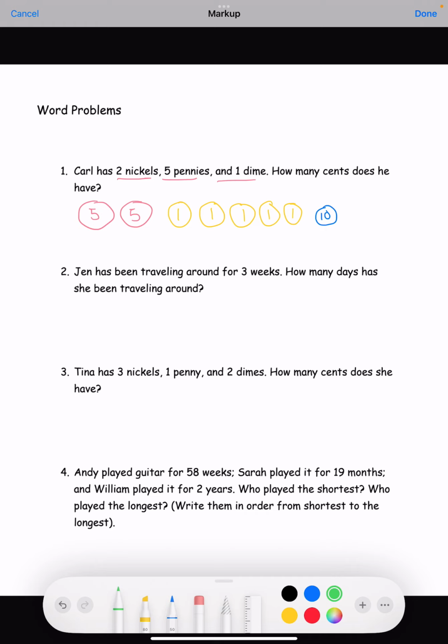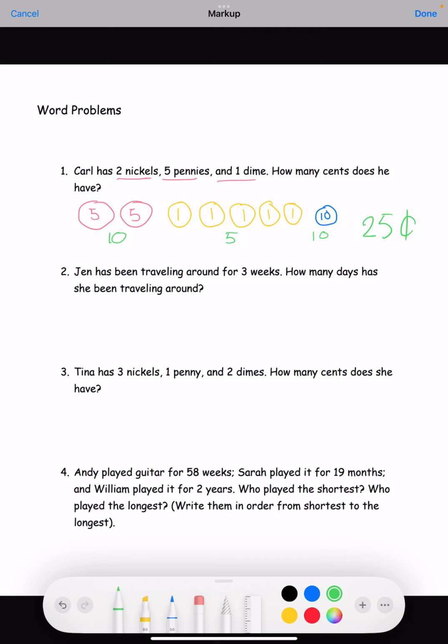So 5 plus 5 is 10. 1 plus 1 plus 1 plus 1 plus 1 is 5. And then we have a 10. And 10 plus 5 plus 10 is 25 cents. Remember the cent symbol.